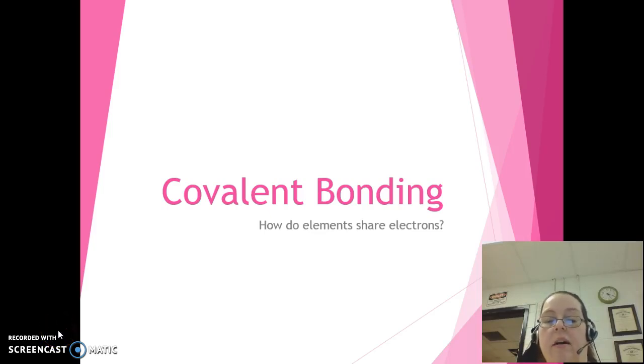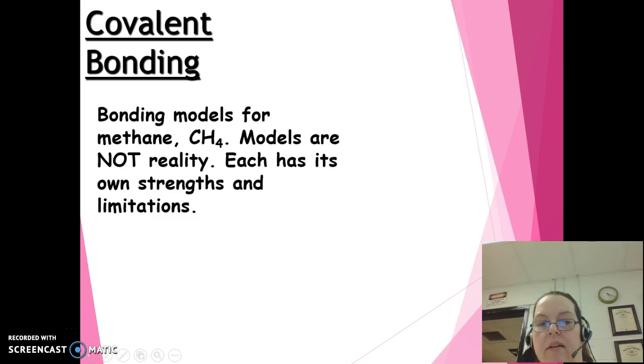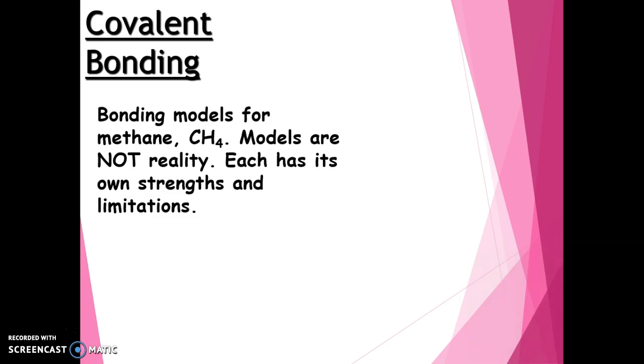Today we're going to be talking a little bit more about covalent bonding and how elements are attempting to share electrons. So first, let's talk a little bit about what a covalent bond does. We're going to look at some bonding models for a substance called methane, CH4. Models are not reality. Each model has its own strengths and limitations. So let's look at four of them.